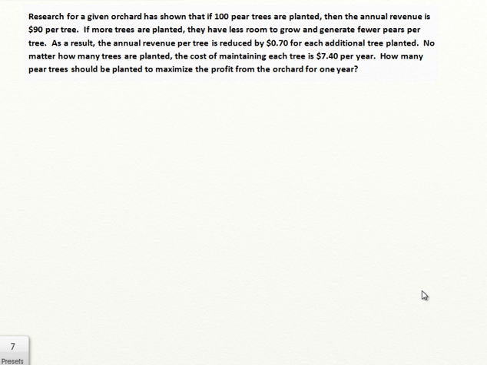Now, obviously with any orchard there are costs associated with running the orchard, and they have analyzed that, and they tell you it is $7.40 per year per tree. Okay. The final bit of information that they're asking for is how many pear trees should be planted to maximize the profit.